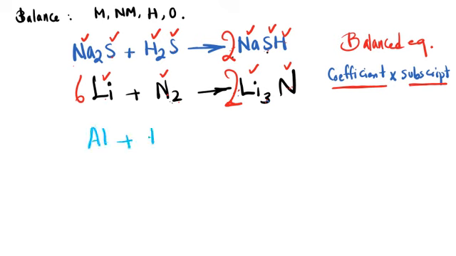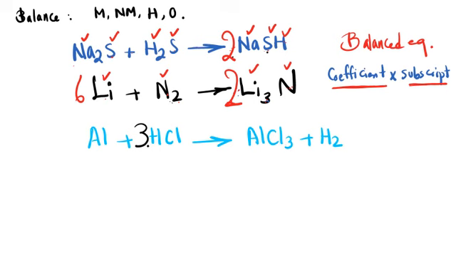Al plus HCl makes AlCl3 and H2. I'm going to balance this equation. So first metals, 1 aluminum, 1 aluminum. Then non-metal, except hydrogen and oxygen. So I have to start with chlorine. 1 chlorine, 3 chlorine. So I multiply by 3. 3 chlorine atoms, right now 3 chlorine atoms.